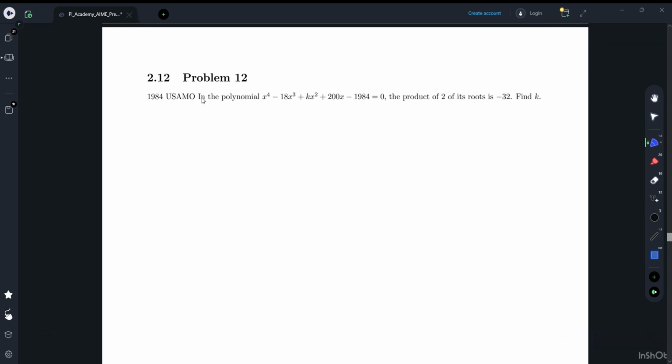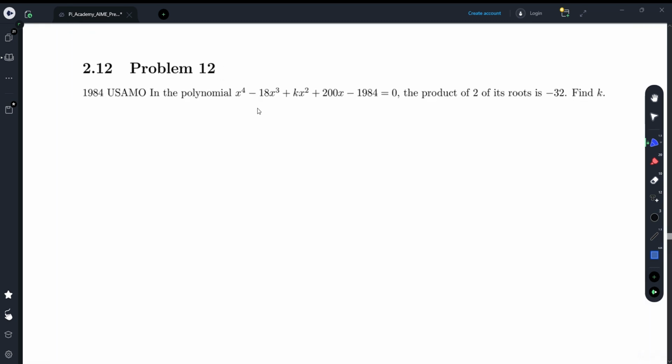So 1984 USAMO problem 1. In the polynomial x to the 4th minus 18x cubed plus kx squared plus 200x minus 1984 equals 0, the product of two of its roots is negative 32. Find k.